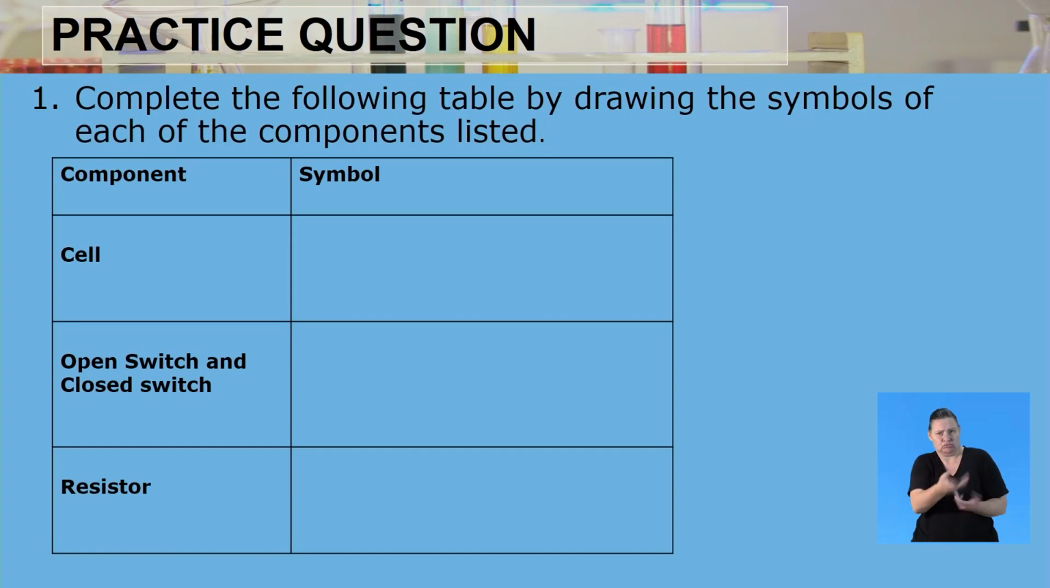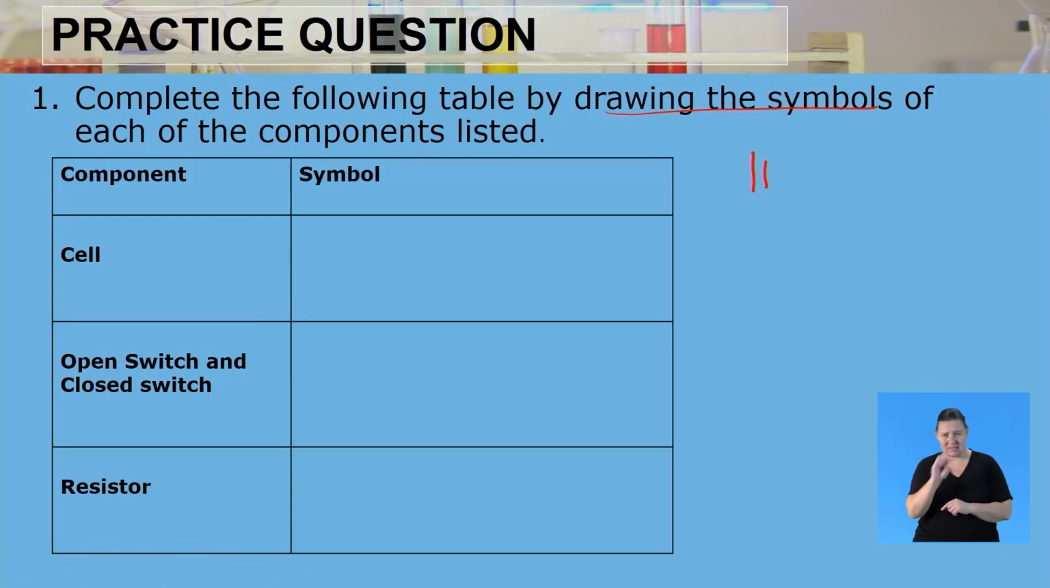The first question says, we need to complete the following table by drawing the symbols of each of the components listed. So we have a cell, an open switch and a closed switch, and then lastly we also have a resistor. What we need to do is to draw the symbols of each of these components. Remember that a battery basically is a combination of more than one cell that are connected to each other.